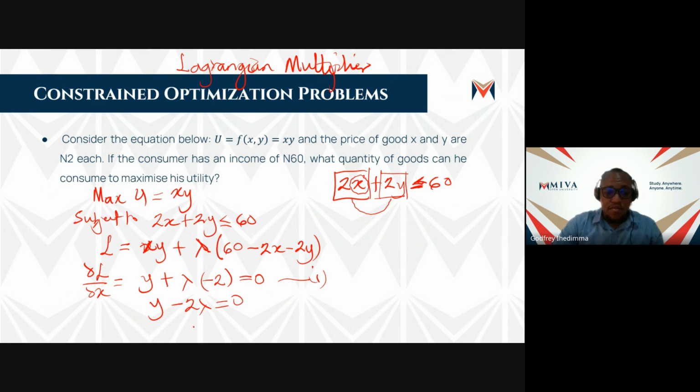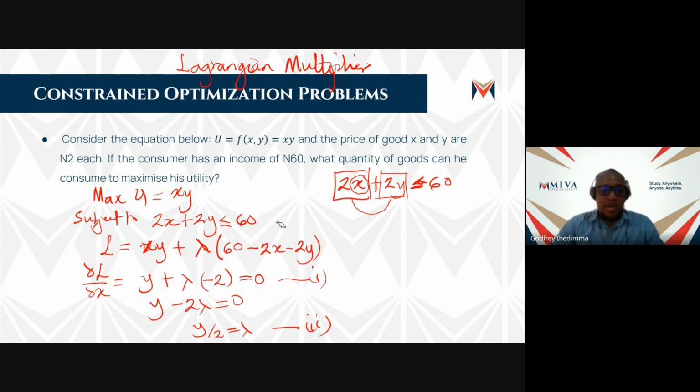Okay, so y minus y over 2 equals lambda. Let me do it as this, and this is our equation 2. If we simplify, this is not minus y over 2, this is plus y over 2. So if we simplify further, lambda will give us y over 2.